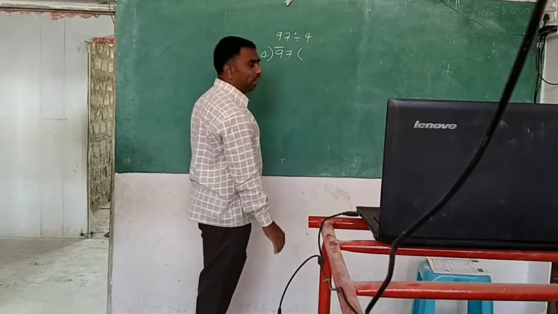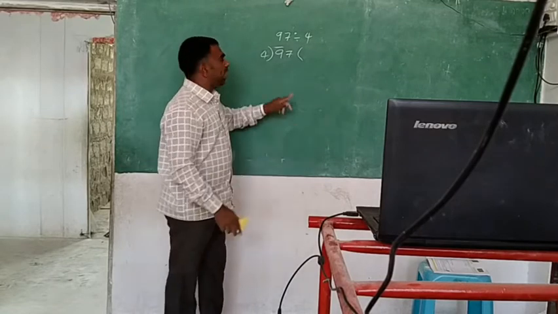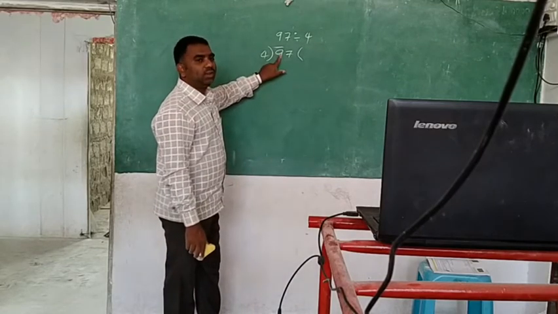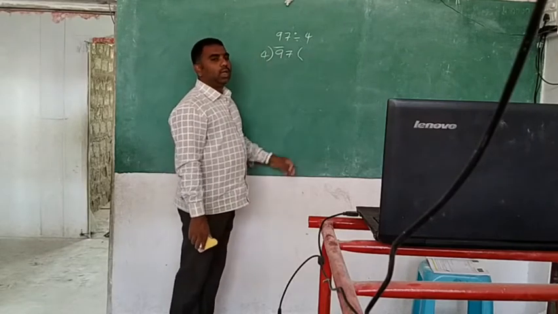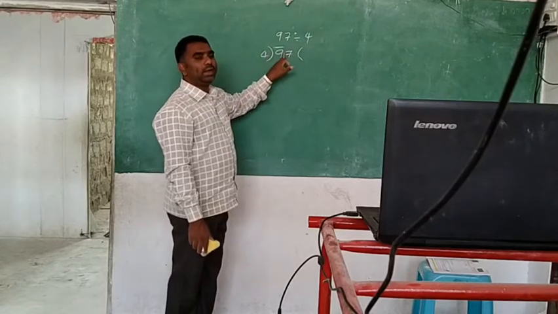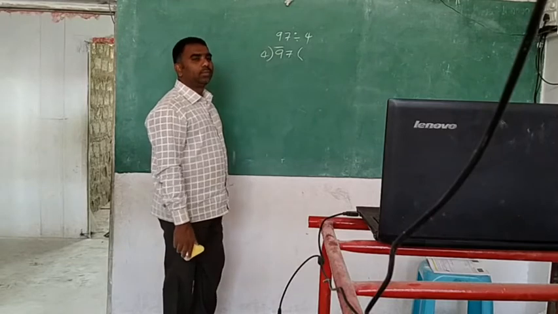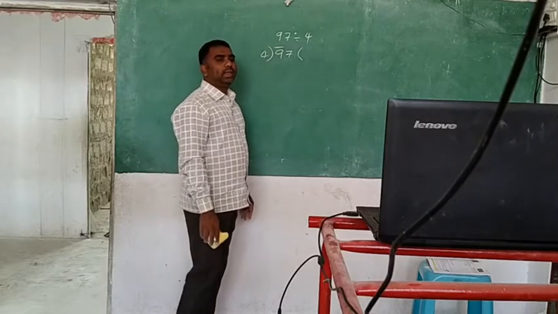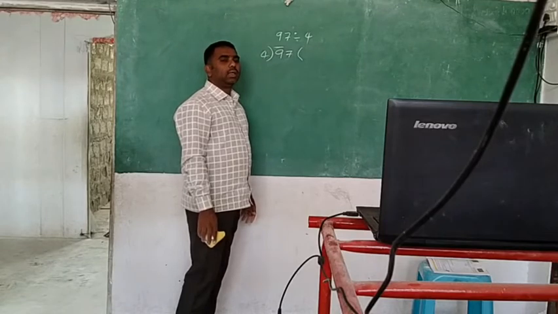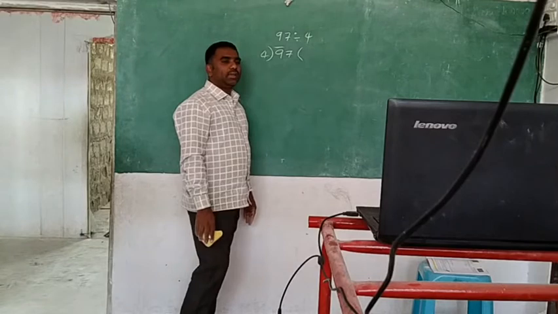Okay, now I said to you, consider only 9. Only 9. Now read the 4 table. In the 4 table, how do you get 9? Not getting. Exactly not getting.